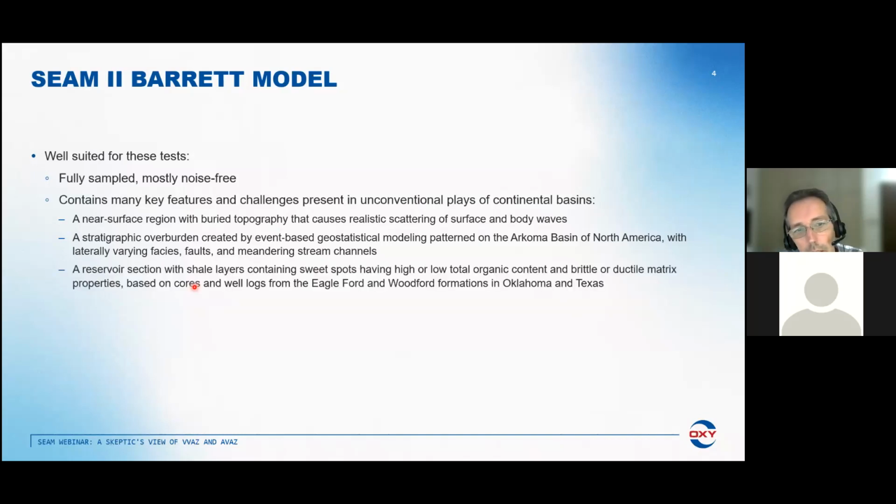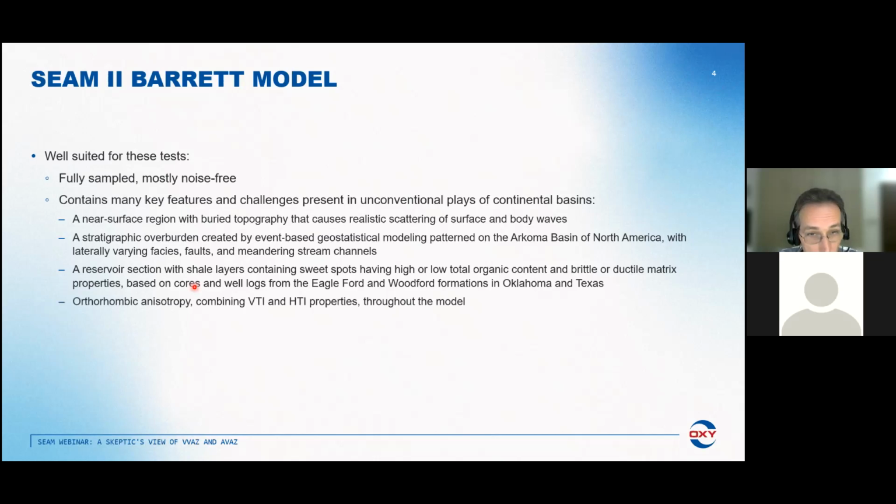The reservoir section in this model consists of shale layers, and I'll have some images further on to highlight what those are and how they look. Those shale layers have geobodies or sweet spots, having high or low total organic content, and they are either brittle or ductile. So there are actually four types of geobodies, if you will. Those are based on real data, on cores and well logs from both Eagle Ford and Woodford in Oklahoma and Texas. So it's not based on idealized or unrealistic properties.